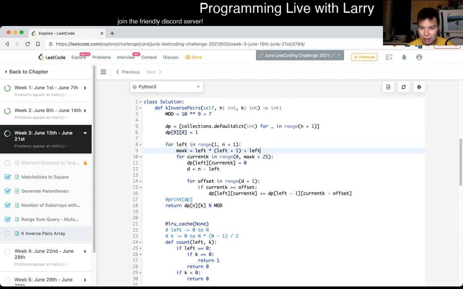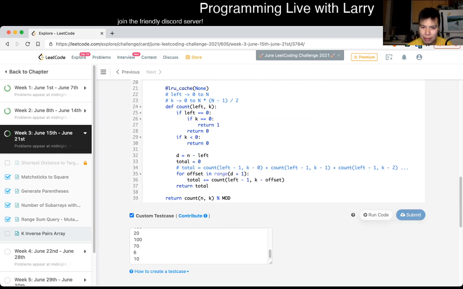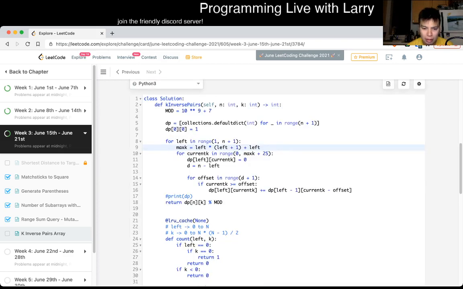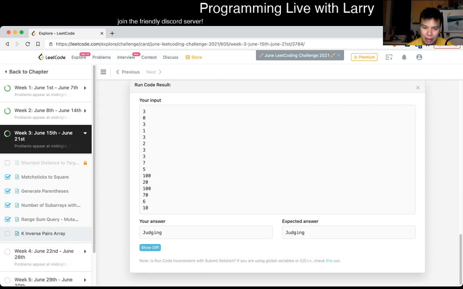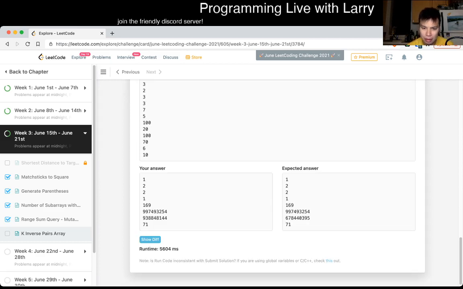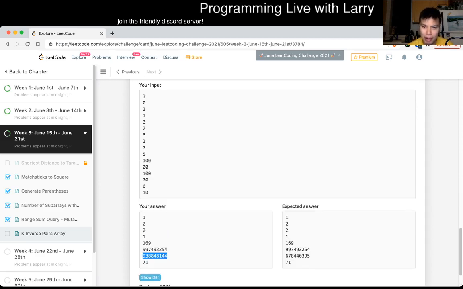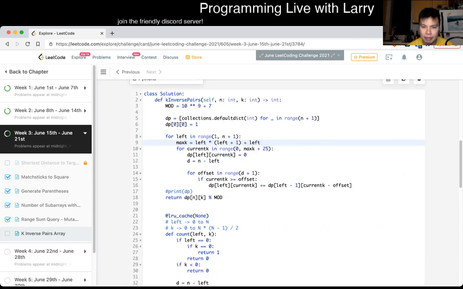I'm just hacking it together. Is it left plus 1 squared? Because I don't get it. So 3 should go up to 6, and then now this is too high. Well, it still may be too low because we modded by a number, but this is just very confusing. Why is this not right? Because the maximum k for a current left is the summation of all the... I don't get it.